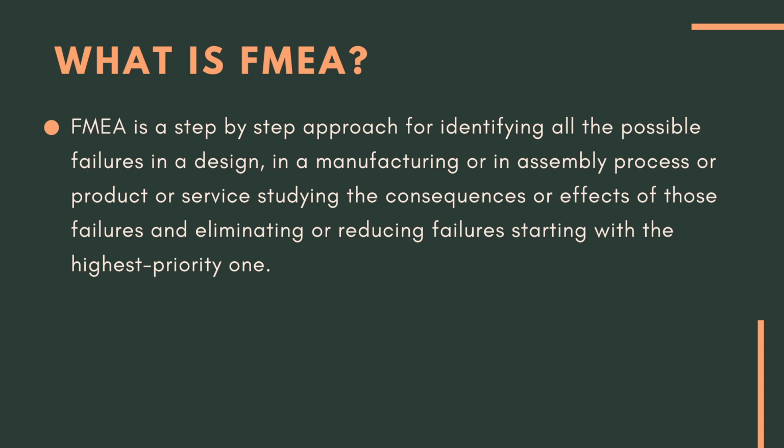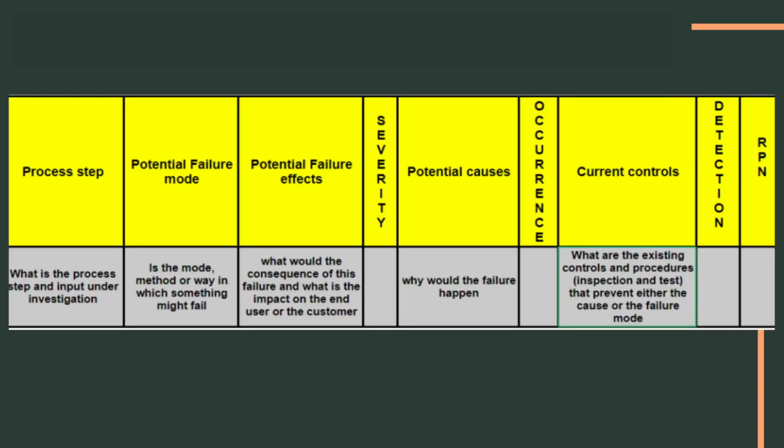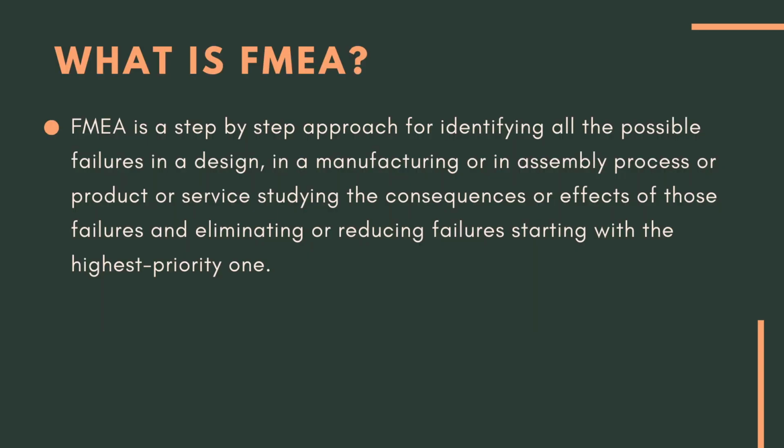Let's define now what an FMEA is. FMEA is a step-by-step approach for identifying all the possible failures in a design, in a manufacturing or assembly process, or product or service, studying the consequences or effects of those failures and eliminating or reducing failures, starting with the highest priority one. An FMEA wants to help and guide you to start putting your energy there. It doesn't mean you will not work on the other places. It means that it is probably a good place to start.